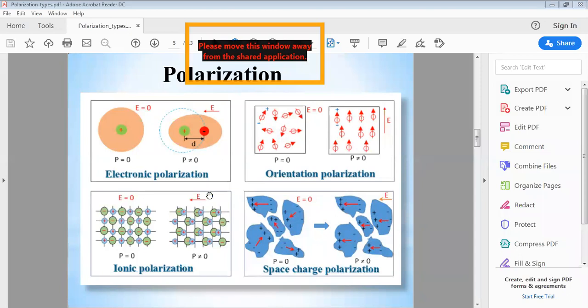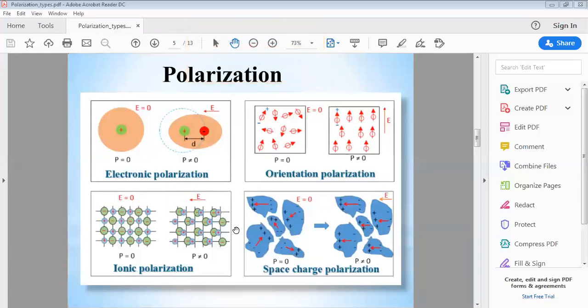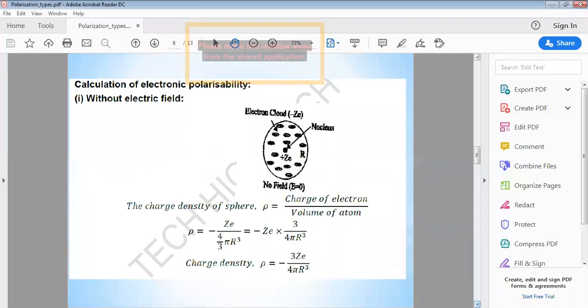So we are not going to concentrate on space charge polarization. We are going to concentrate only on electronic polarization and ionic polarization, the derivation of electronic polarization and ionic polarization. I have copied these things from the materials which I have sent.